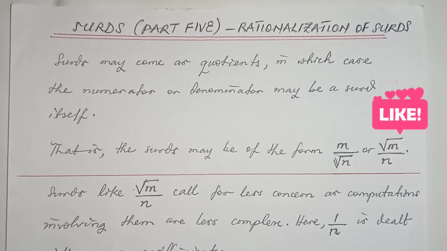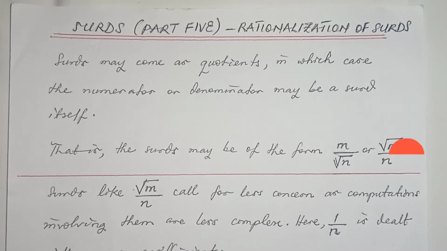There are two ways surds can be expressed in quotient. In the first one, the denominator could be a surd, or in the second, the denominator may not be a surd and the numerator is a surd. So which one is really our concern when it concerns rationalization of surds? It is the first one.